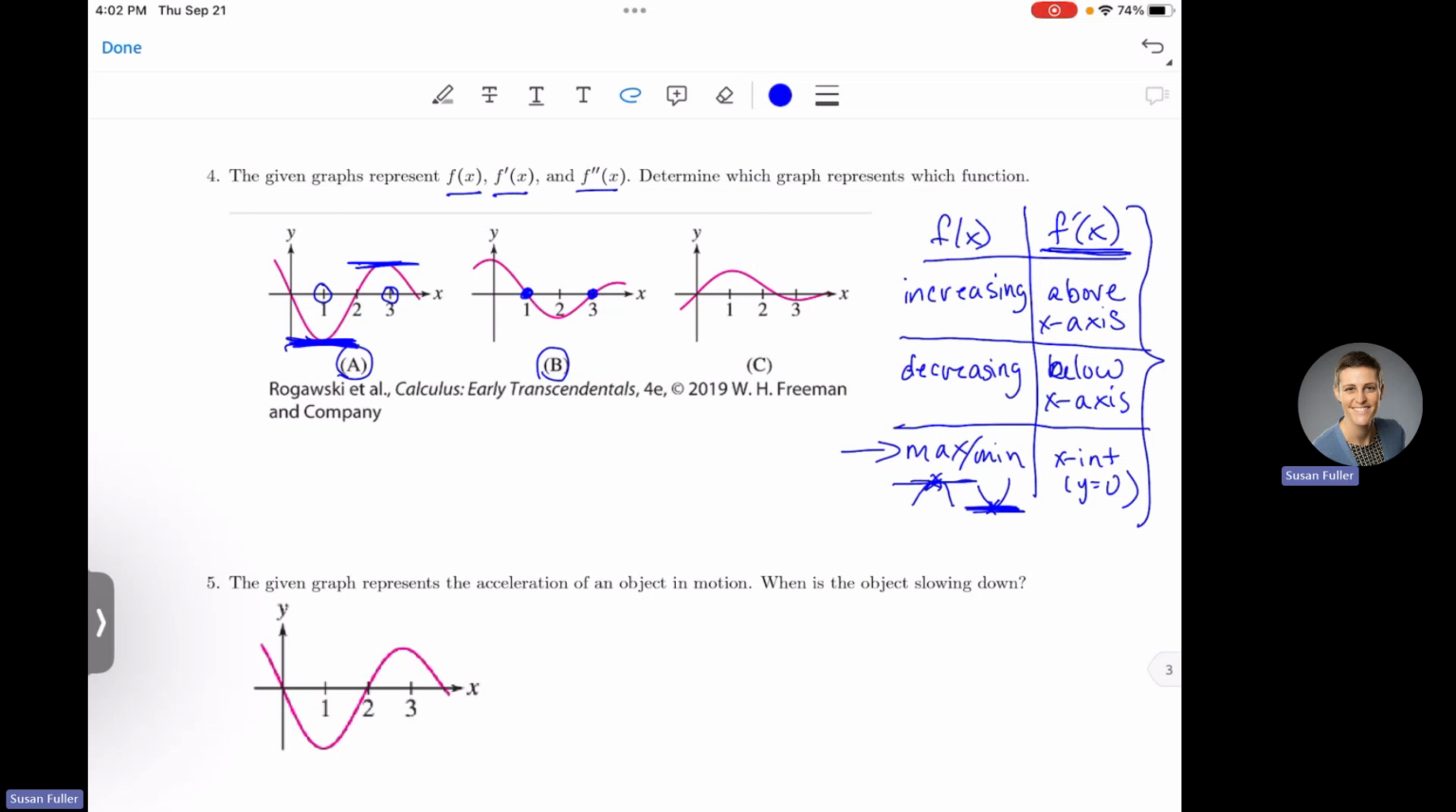And I have a y value at 3 where this is 0. So that's looking really promising. B could be the derivative of A. Okay, so let's just double check this and make sure.